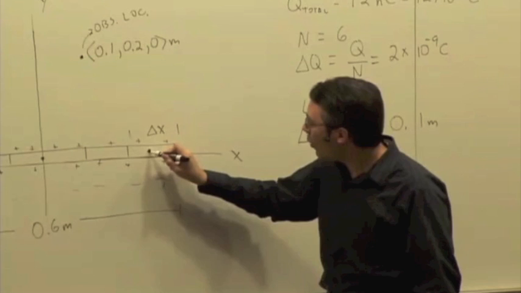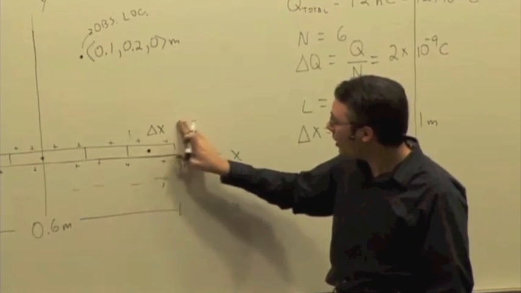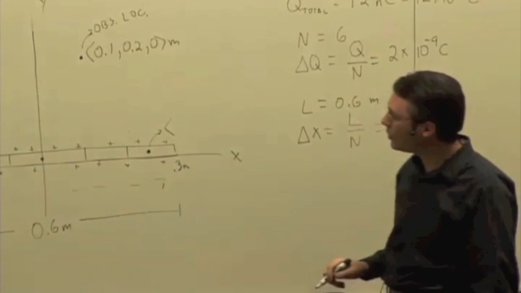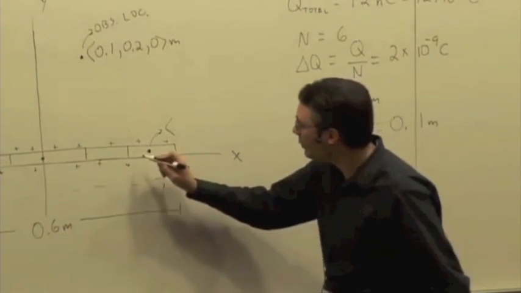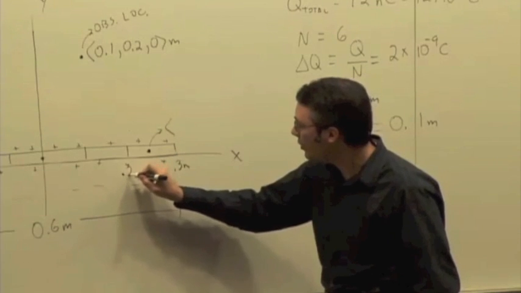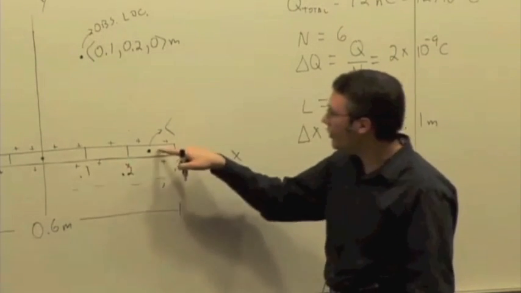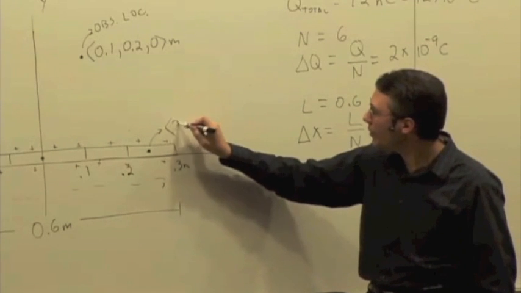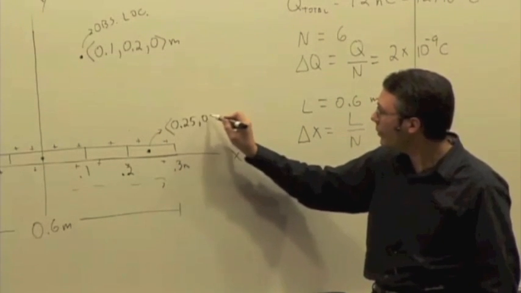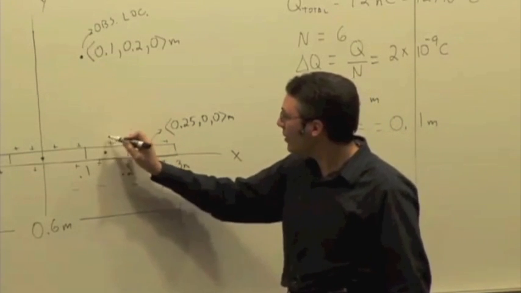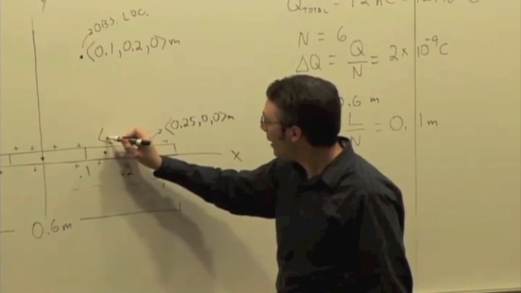So I want to figure out what that location is. So what are the coordinates of that location? This is 0.3 meters, and each piece is 0.1 meters long. So this is 0.2, this is 0.1, and so the center would have to be 0.25, right? So we have 0.25, 0, 0 meters, and then this center is 0.15.